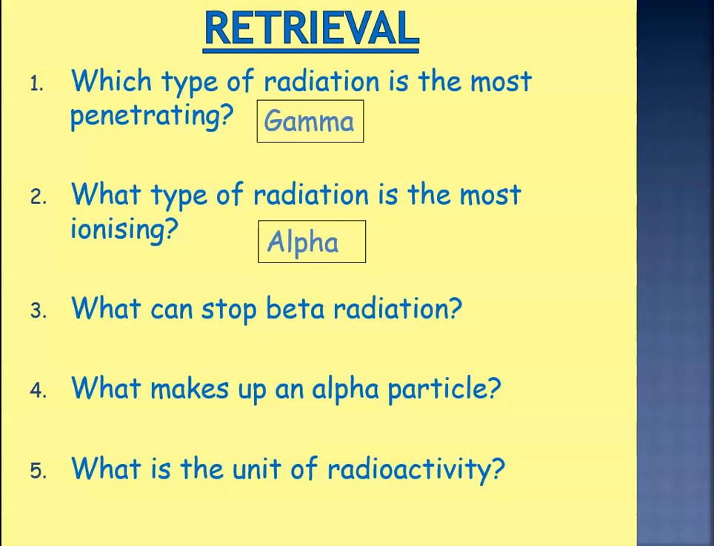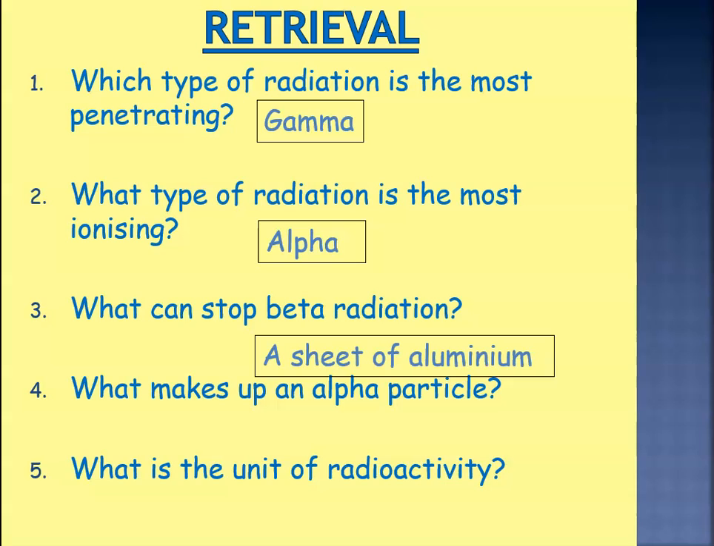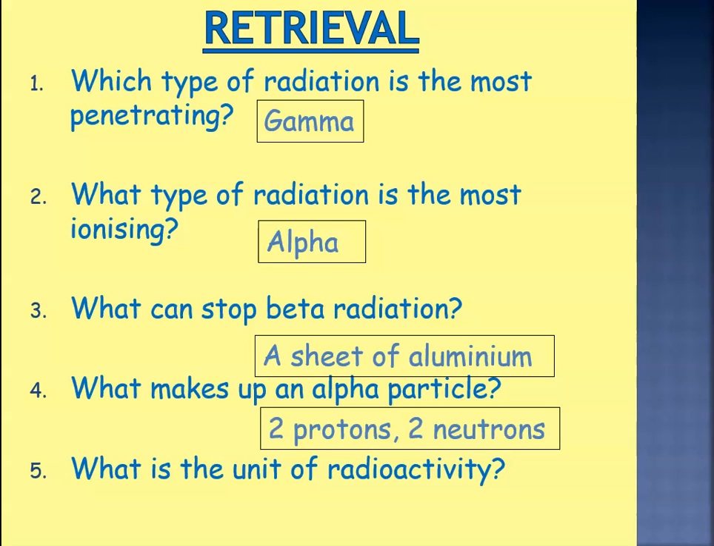Question 3. What can stop beta radiation? Beta radiation can be stopped by a sheet of aluminium, quite a thin sheet of aluminium, 5 mm thick. Question 4. What makes up an alpha particle? 2 protons and 2 neutrons make up an alpha particle. And finally, question 5. What's the unit of radioactivity? Referred to that in the first lesson. It is the becquerel, named after Henri Becquerel.